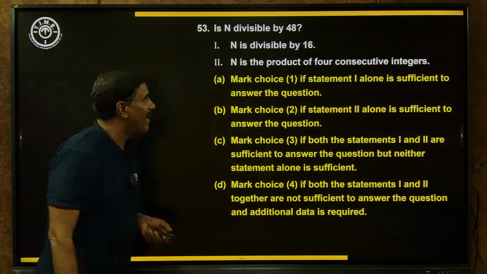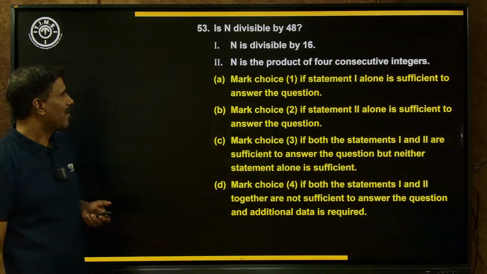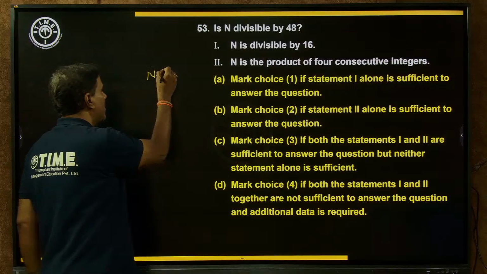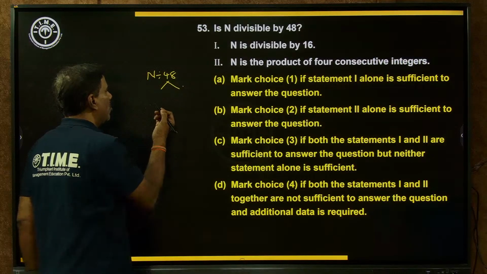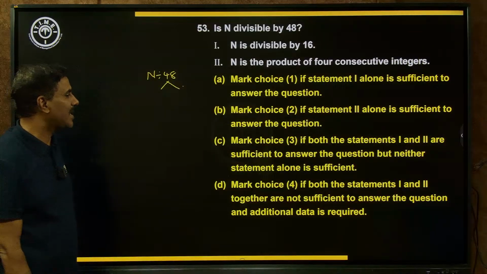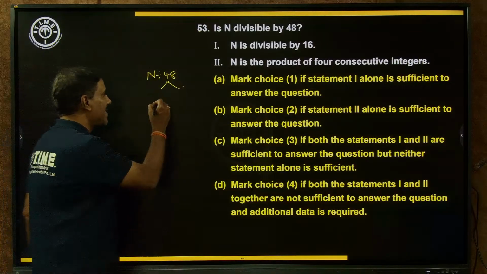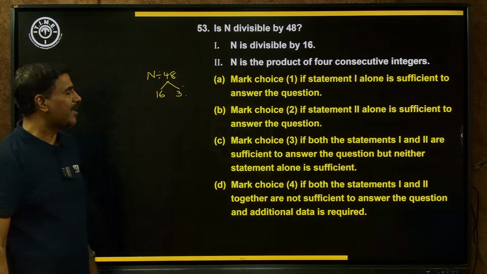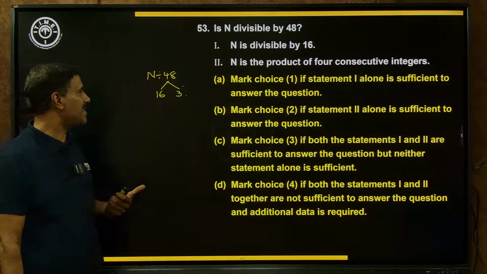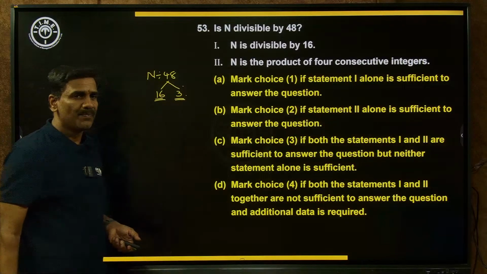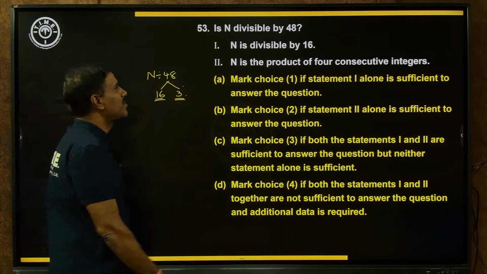Is n divisible by 48 or not is the question. When we can say that n is divisible by 48 means, if you are observing carefully, we have to write it as a product of co-primes. Co-primes means what? Two numbers, if they have only 1 as the common factor, they are basically termed as co-primes. So 16 into 3 is 48, and 16 and 3 are co-primes. So in other words, we have to know whether n is divisible by 16 as well as 3 or not. First statement says n is divisible by 16.